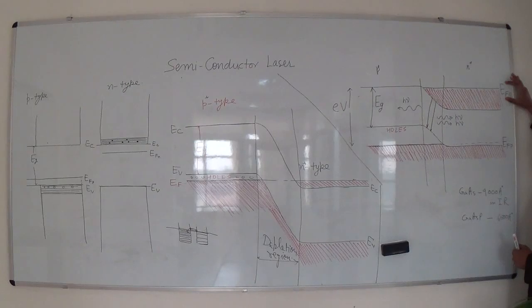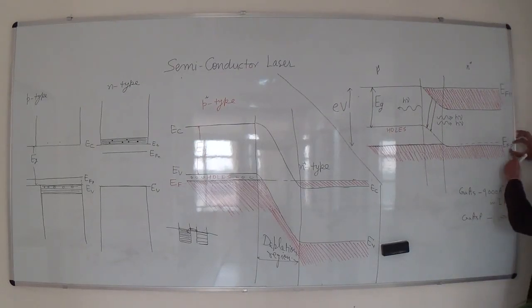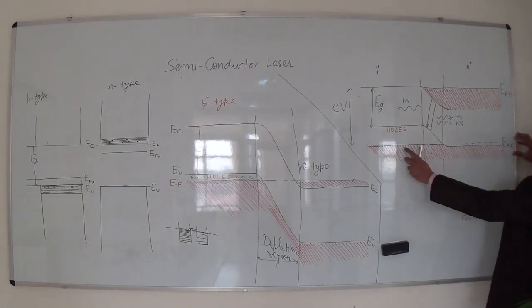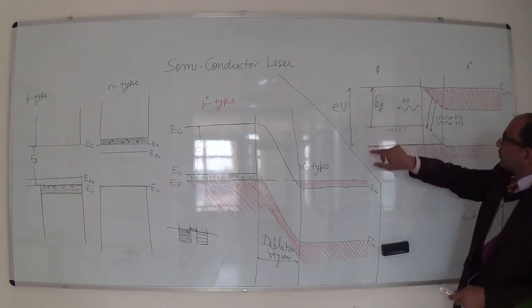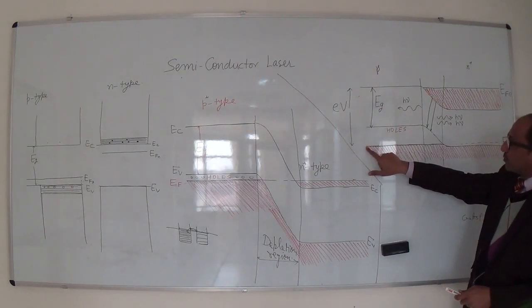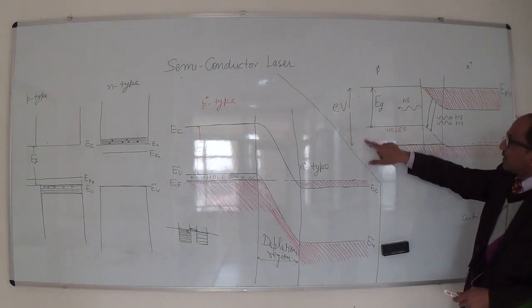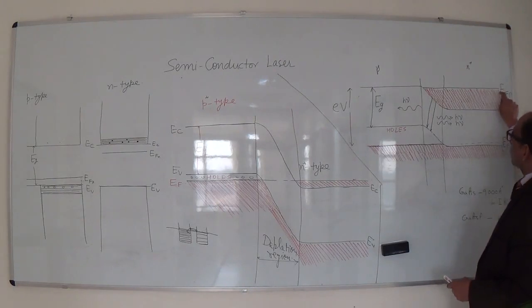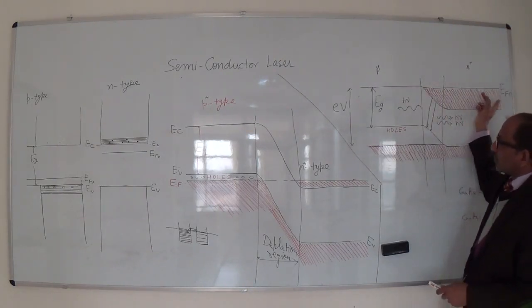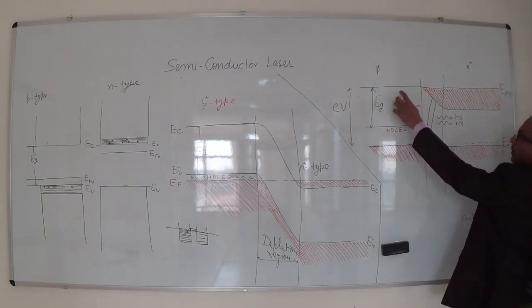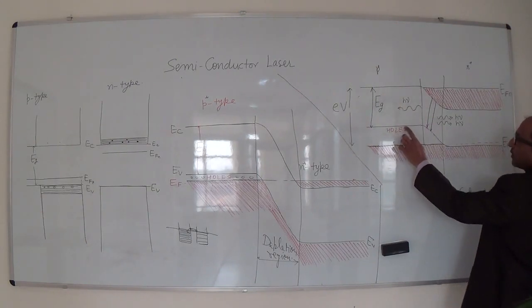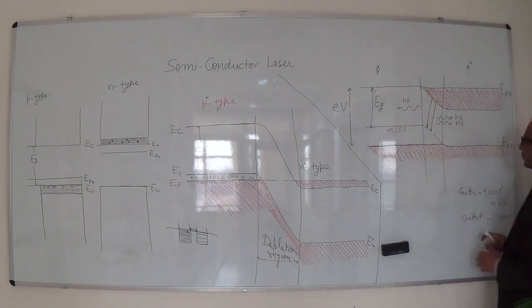So this is the Fermi energy level in p-type. This gap is basically from the Fermi energy level in the valence band to the Fermi energy level in the conduction band. The energy gap between the bottom of the conduction band and the top of the valence band is EG.